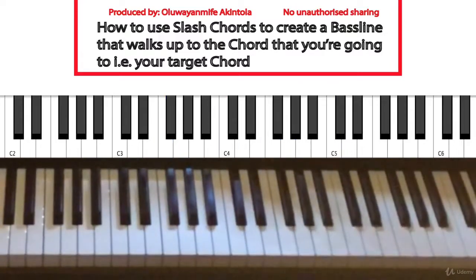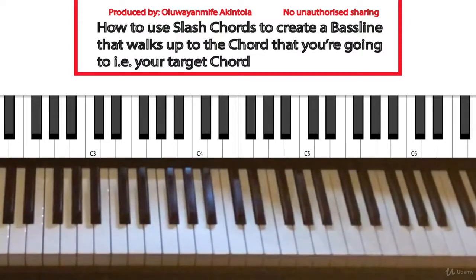The key thing to take away from this lesson is that you can use slash chords to create a bass line that walks up to the chord that you're going to, that is, to the target chord. So if you're moving from one chord to another chord, you can use slash chords to create a bass line that walks up to that chord. Your bass line might move in whole steps, it is also possible for your bass line to move in half steps, and it is also possible for your bass line to move in different intervals.